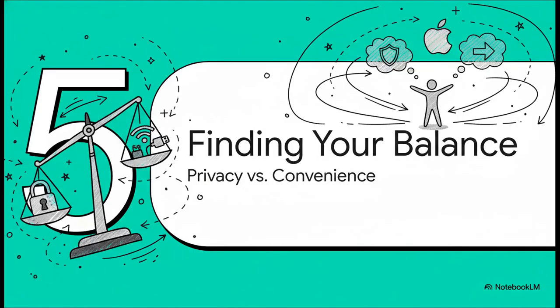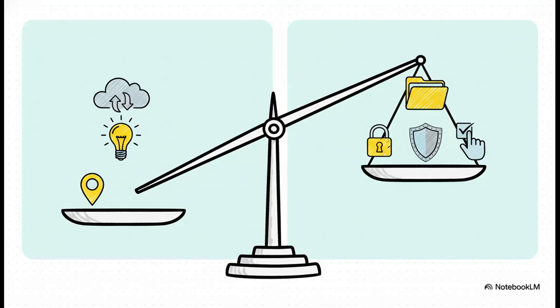Ultimately, there's no single right answer here. This is all about finding the balance that feels right for you. It's a personal choice. Think of it like this. On one side, you have maximum convenience. Automatic syncing, smart suggestions, location-based services, everything just works without you thinking about it. On the other side, you have maximum privacy, keeping files local, disabling tracking, and manually approving everything. Most of us will land somewhere in the middle.